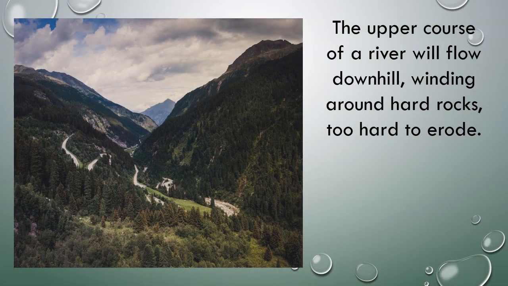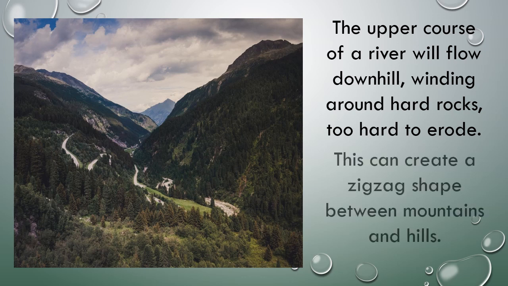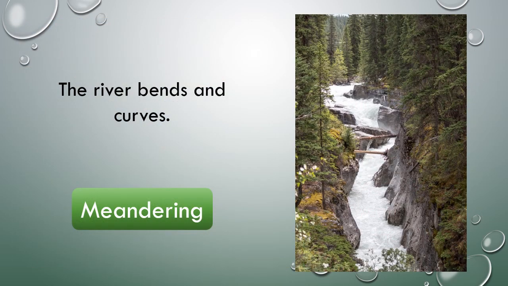The upper course of a river will flow downhill, winding around hard rocks, which are too hard to erode. This can create a zigzag shape between mountains and hills. The river constantly bends and curves. This is called meandering.